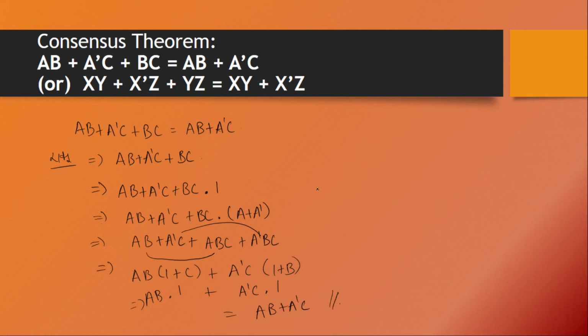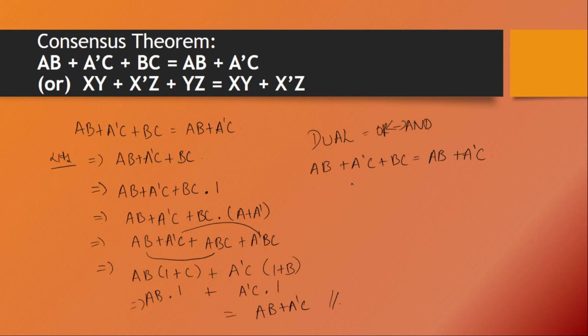So we can have another version of the consensus theorem, which we call the dual theorem, or dual of any expression. The dual of any expression is obtained by changing the OR operation to AND operation and vice versa. So let's try to have the dual of the consensus theorem. The consensus theorem states that AB plus A dash C plus BC gives us AB plus A dash C.